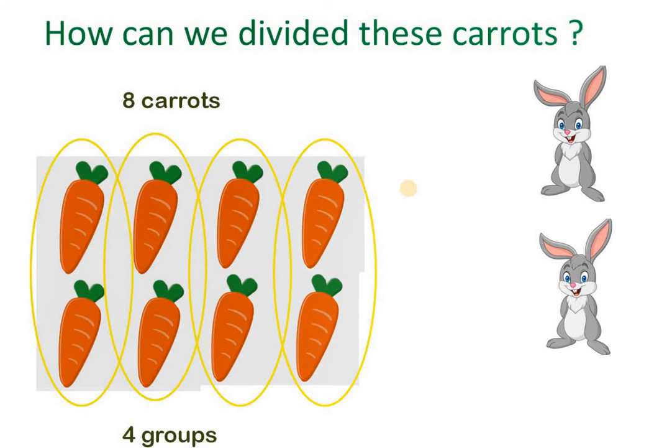So what if I ask you to write this division as an equation? How many carrots do I have in all? We have 8 carrots, and I want to divide them by 2 rabbits. So the equation will be 8 divided by 2 equals 4.